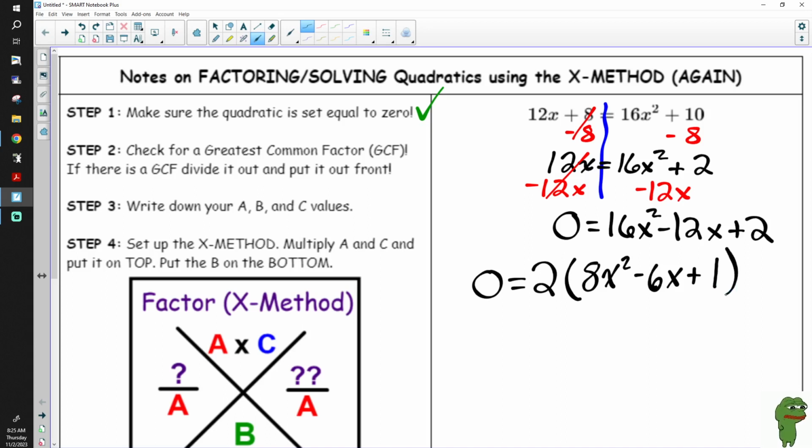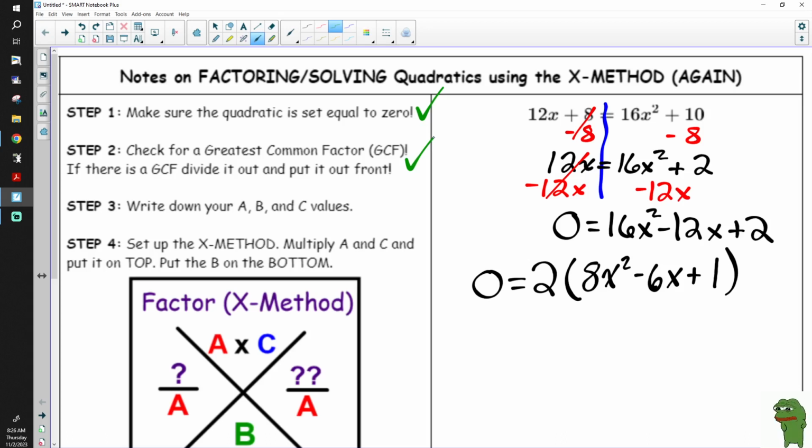I've undone the distributive property. If you were to distribute 2 back through, it would be back to where it was. We did the opposite. We took out the 2. So we put it out front. That is your GCF step. Again, steps 1 and 2, you may not even have to do them sometimes. Sometimes you'll go right to step 3, but make sure you check that it's equal to 0. Make sure you check for a greatest common factor before you move on to the actual x method.